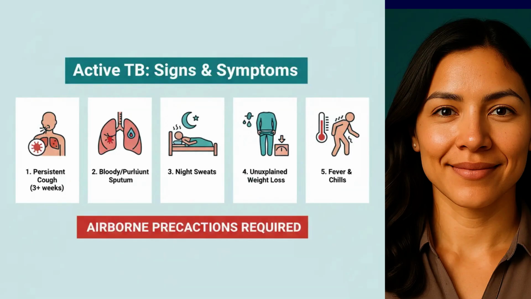Signs and symptoms. A person with active TB will show specific symptoms you need to look out for. These include a persistent cough that lasts for 3 weeks or longer, coughing up bloody or purulent sputum, night sweats, unexplained weight loss, fever and chills. These are the exact symptoms we screen for when a patient is admitted to the hospital. If a patient presents with these signs, they must be immediately placed on airborne precautions until TB can be ruled out.